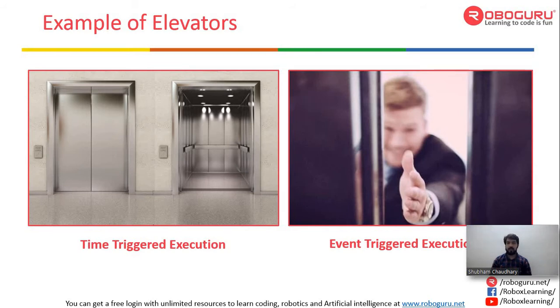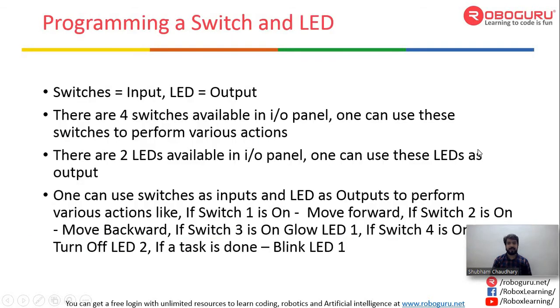But when a person puts a hand in between both the doors, or gets inside while the doors are closing, the elevator is programmed to open again, because this is going to be an event. This is an event for the elevator, because there are sensors between the doors which sense that, okay, someone has entered, I should open again. So this is an event. So an elevator is a classic example of time triggered execution as well as event triggered execution.